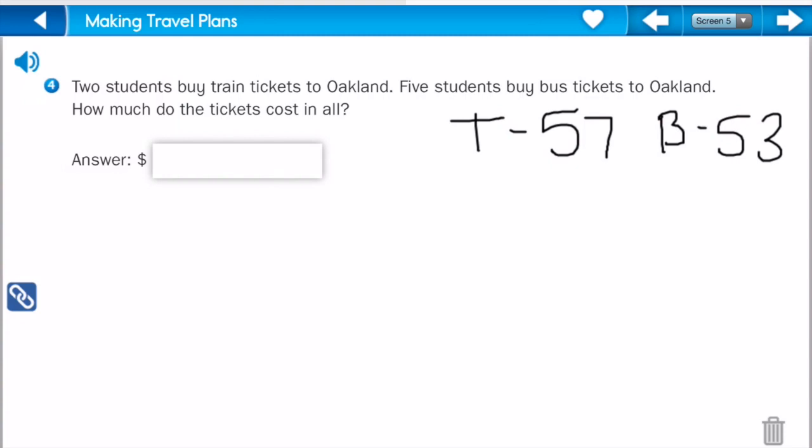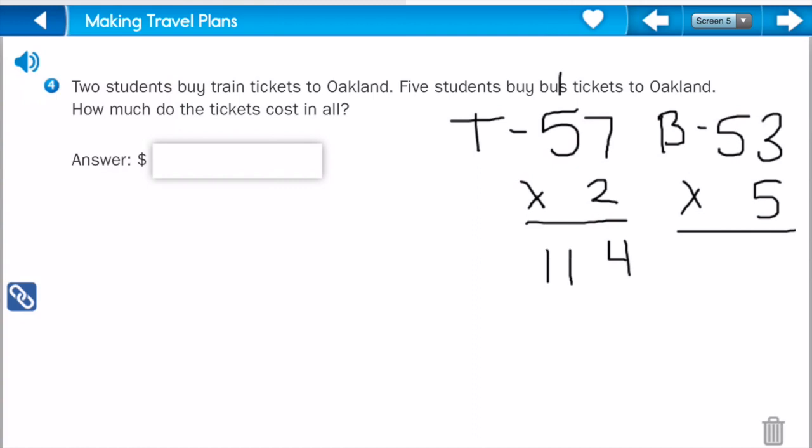So 2 students bought train tickets, so we're going to take that times 2. 5 students bought bus tickets, so we're going to take that times 5. So what's 2 times 7? 14. 5 times 2 is 10, plus 1 is 11. 5 times 3 is 15. 5 times 5 is 25, plus 1, 26. Now they want to know how much it is all together, so now we need to add these.